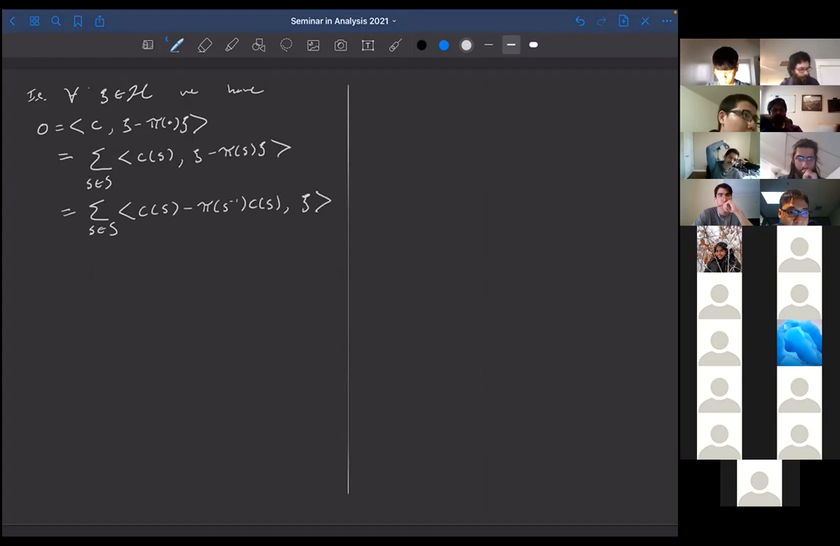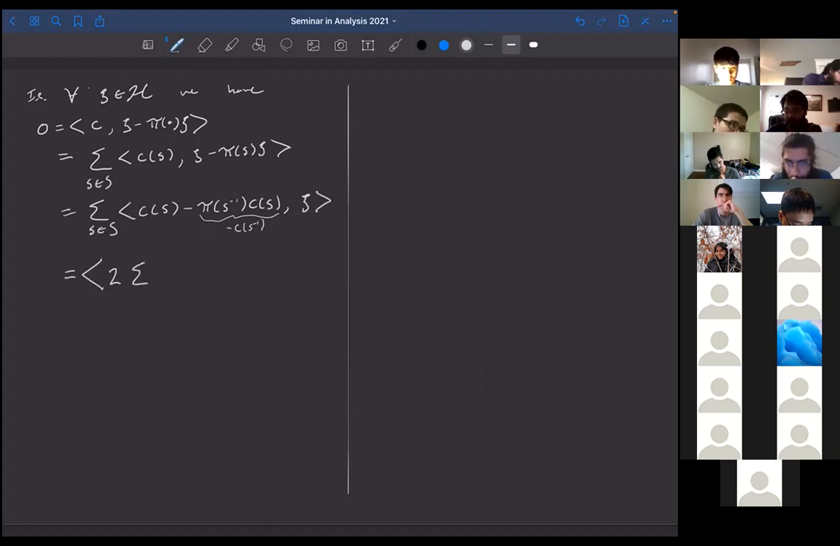The advantage of this is that now we can move the sum inside, and we can use the cocycle relation to note that pi(s^-1)c(s) is just minus c(s^-1). So we have two negatives, which gives a positive, and since S is a symmetric set, summing over the inverses is the same as summing over the set S. And so this is equal to twice the inner product of the sum over s in S of c(s) with the vector v.